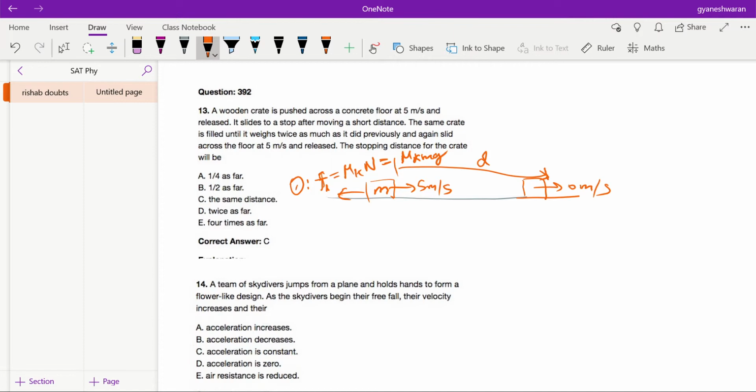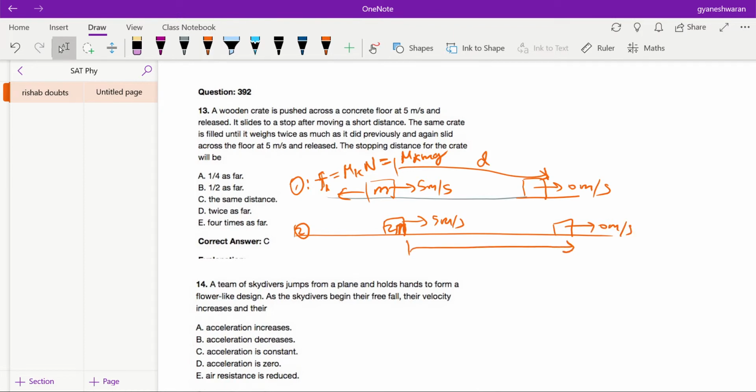Now if it is filled so that it is weighing twice as much, in case 2 the same crate has a mass of 2m. Let us say this is case 2, and again it has the same initial velocity, and again it comes to rest, so 0 meters per second. So the distance would be, let us say, x. We need to find x.